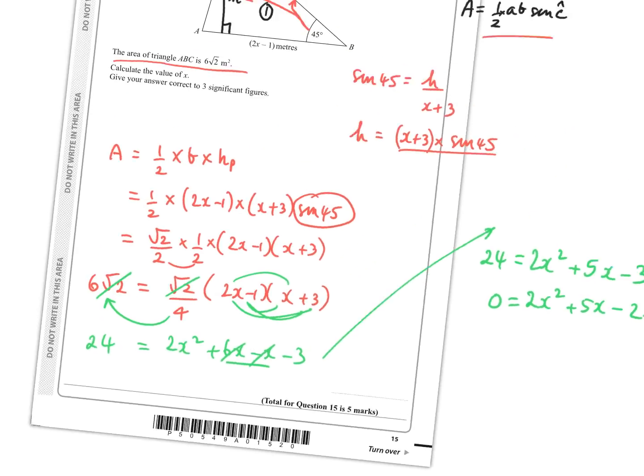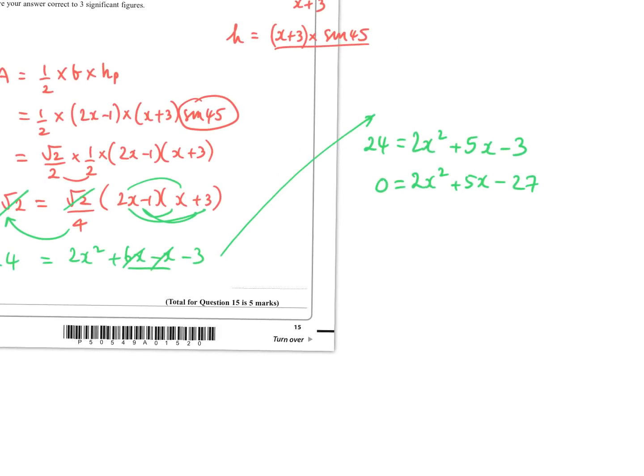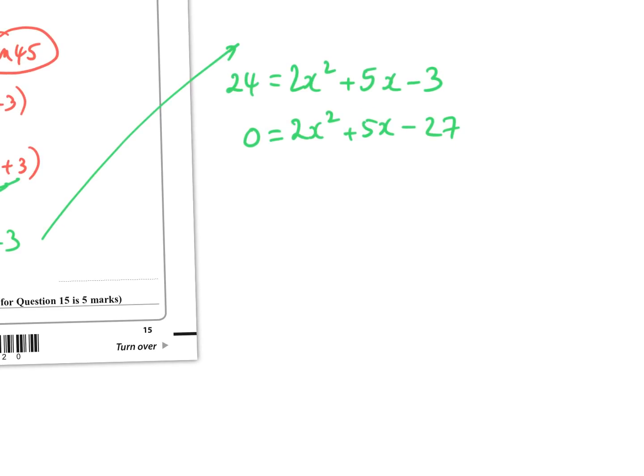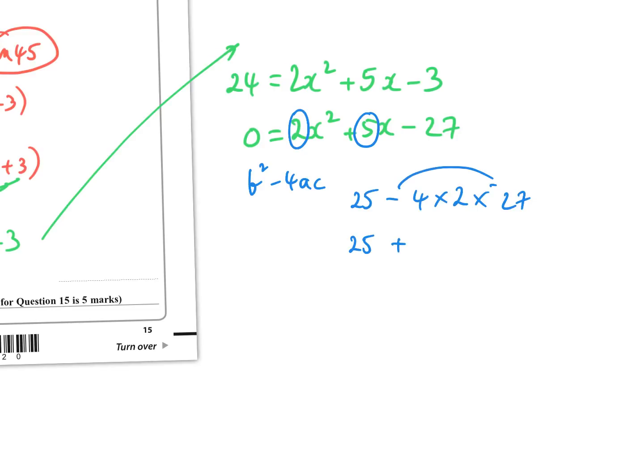Let's go back to the question to see what it says. I'm sure it wants x. Yep, calculate the value of x to 3 significant figures. So if it's 3 significant figures, that should be telling you something. You should be realising that it's probably not going to factorise. I can tell you why I don't think it will, because if you do b squared minus 4ac, the bit that's under the square root sign in the formula, you're going to get 25 minus 4 times a, which is 2, times negative 27. That's going to give you 25 plus 8 times 27. And if you do that on the calculator, that's not going to be a square number, I don't think.